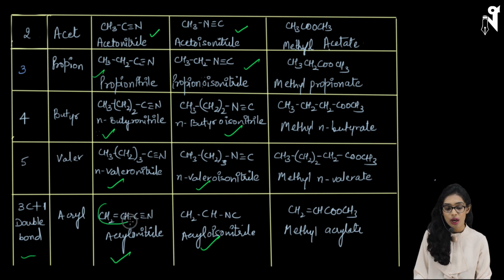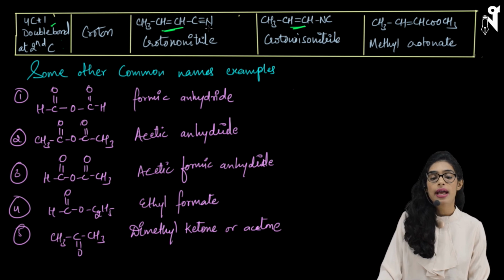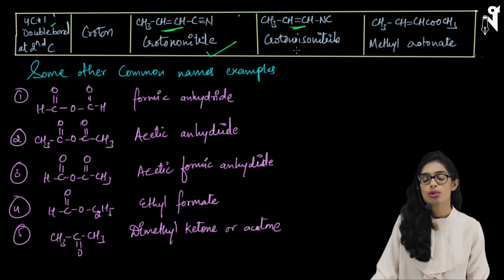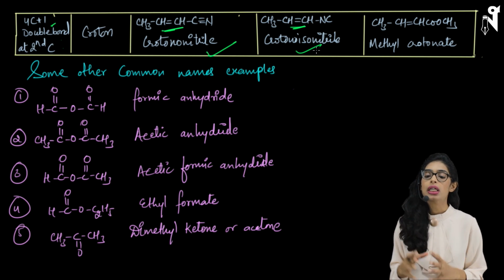Just look at the structure now. 3C plus N, where 1, 2, and 3 carbons are there. Here also 1, 2, and 3 carbons are there. So next is croton, where you have 4 carbons with 1 double bond on the second carbon. So the double bond is on the second carbon and the groups are attached. So this is crotononitrile and this is crotonoisonitrile. So naming of NC and CN both are done.